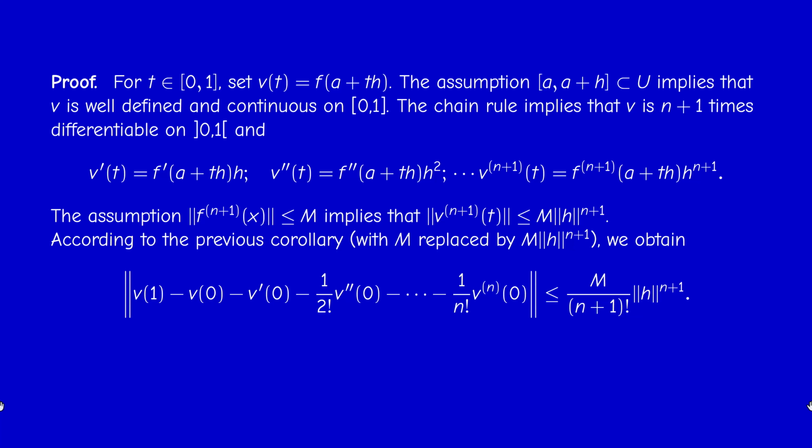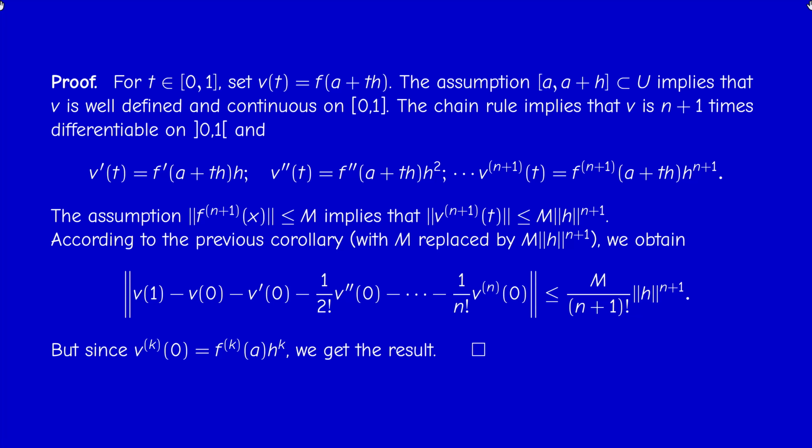And now if I replace, so v of 1 is just f of a plus h, v of 0 is f of a, v prime of 0 is just f prime of a applied to h, v double prime of 0 is f double prime at a applied to h squared, and so on. So I get exactly the difference between f and its nth order Taylor polynomial, and that's it. So this is very easy.